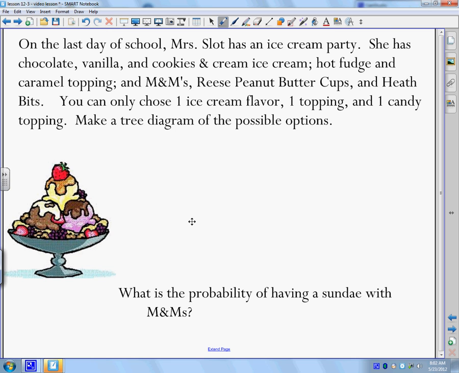So now what you should do is push pause and make this tree diagram and then come back and I'll show you how to do it. All right, first you want to start with your ice cream flavors. So I'm going to start with chocolate, vanilla, and cookies and cream.